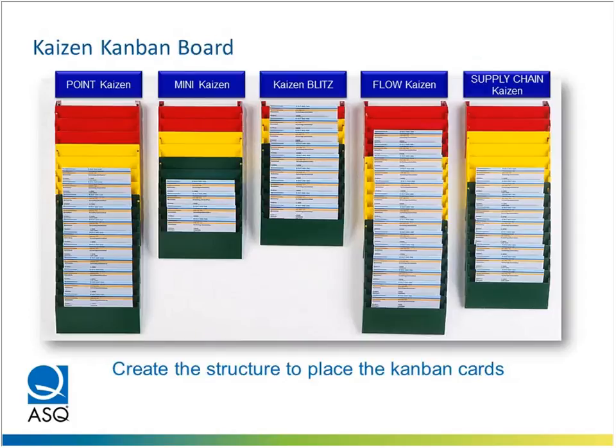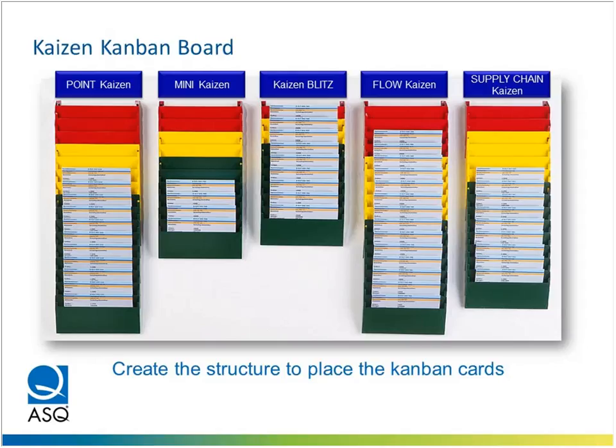We will take each of those cards and we will place them in our Kaizen Kanban. A Kaizen Kanban can be done very easily. Sometimes I've even done it with stapling manila folders to an envelope. What we are trying to accomplish with the Kaizen Kanban is create a structure where it's visible to everybody what projects need to be done. And also, as you can see here, we have 5 different columns: Point Kaizen, Mini Kaizen, Kaizen Blitz, Flow Kaizen.